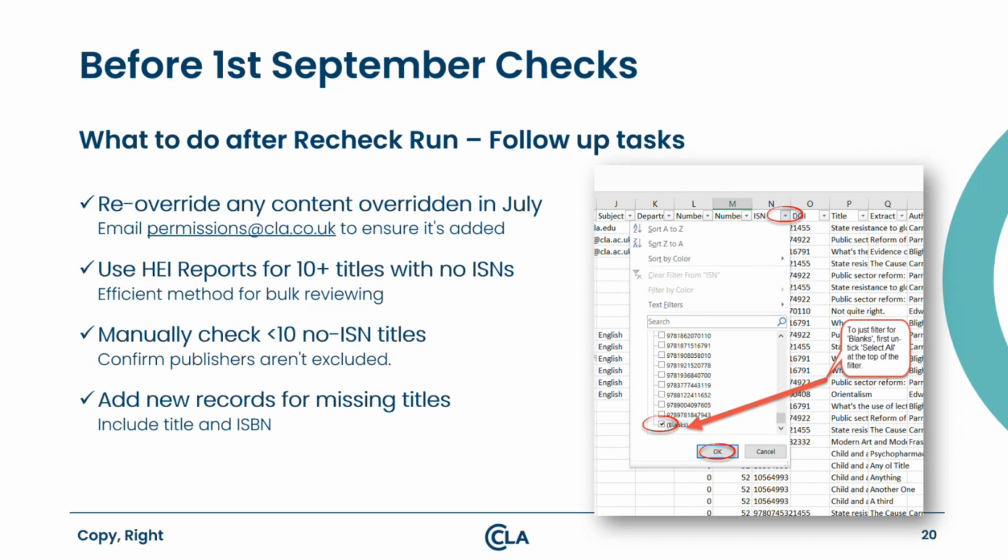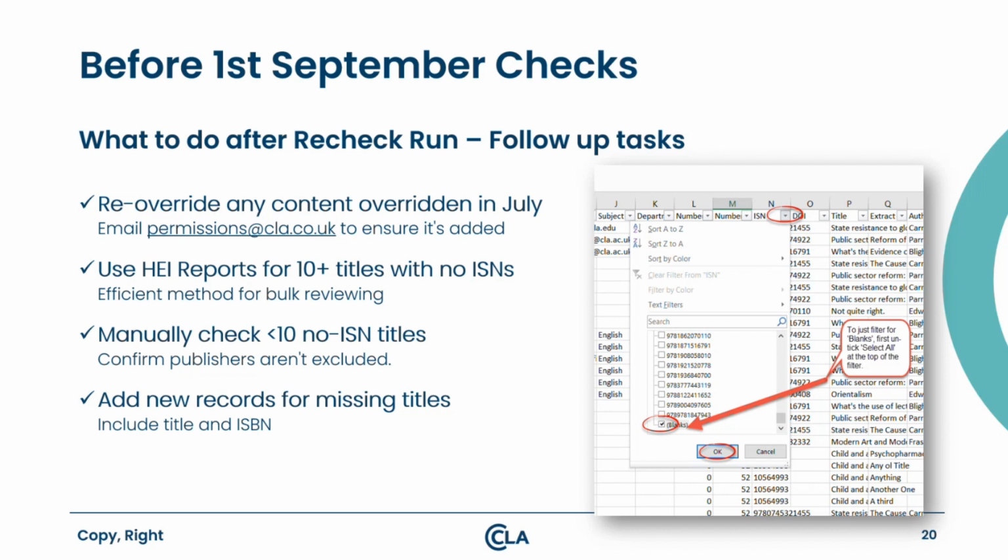And then once rechecking has run, there are a few follow-up actions to complete before the 1st of September. If you've overridden any content in July, you'll need to override it again. These may not have been processed on time, so be sure to also email permissions@cla.co.uk so they can update the system.